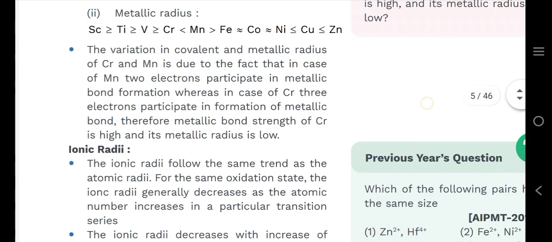The variation in covalent and metallic radius of Cr and Mn is due to the fact that in case of Mn, 2 electrons participate in metallic bond formation, whereas in case of Cr, 3 electrons participate in formation of the metallic bond. Therefore, the metallic bond strength of Cr is high and its metallic radius is low.